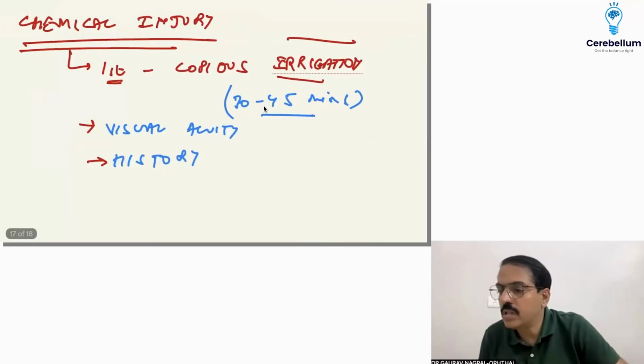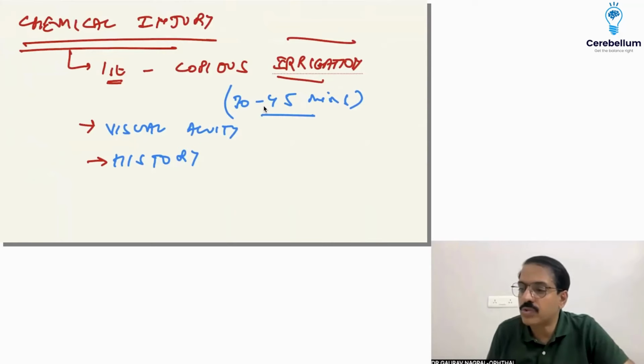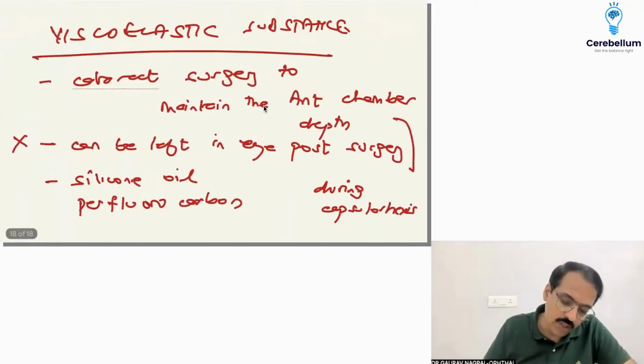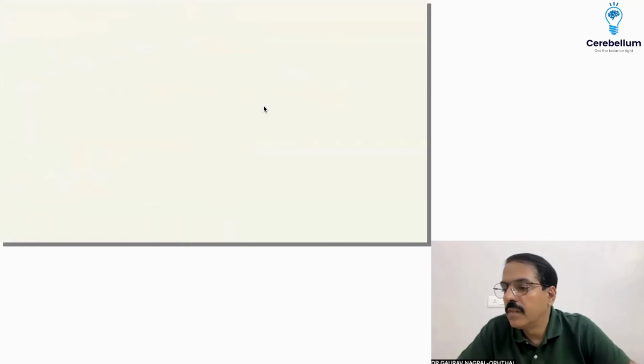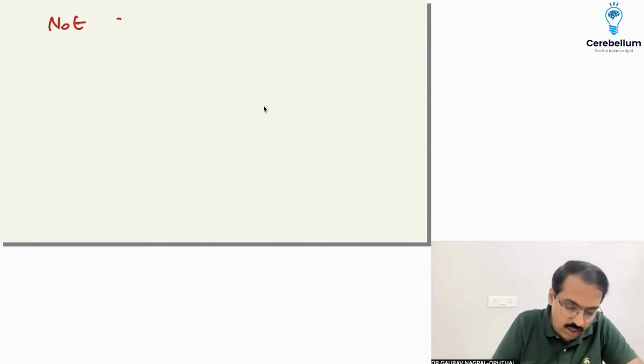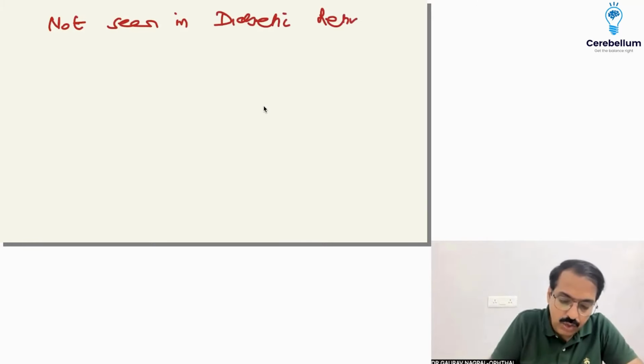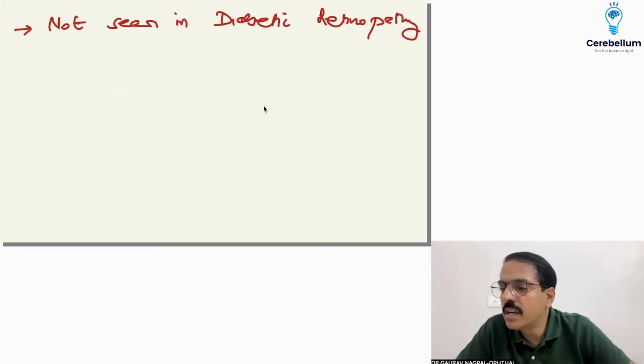Retinoschisis, diabetic retinopathy, one question. Retinoschisis, myopia increases, posterior lenticonus. One question was on diabetic retinopathy, asking what is not seen in diabetic retinopathy. Diabetic retinopathy does not lead to retinoschisis or myopia. It does not increase posterior lenticonus either. Not seen in diabetic retinopathy.